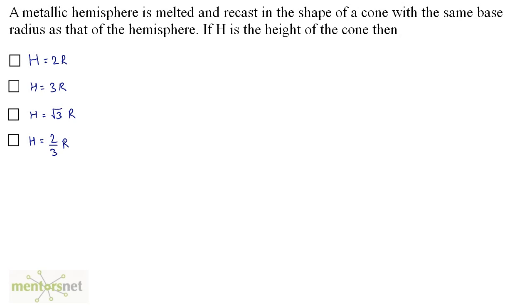A metallic hemisphere is melted and recast in the shape of a cone with the same base radius as that of the hemisphere. If h is the height of the cone, then pick up one of the correct options. Okay, so this metallic hemisphere is melted and recast into a cone. So I can say that volume of this hemisphere is equal to volume of this cone. Well, what is the volume of a hemisphere? That's 2 by 3 pi r cube. This is equal to, what is the volume of a cone? Well, that's 1 by 3 pi r square h.